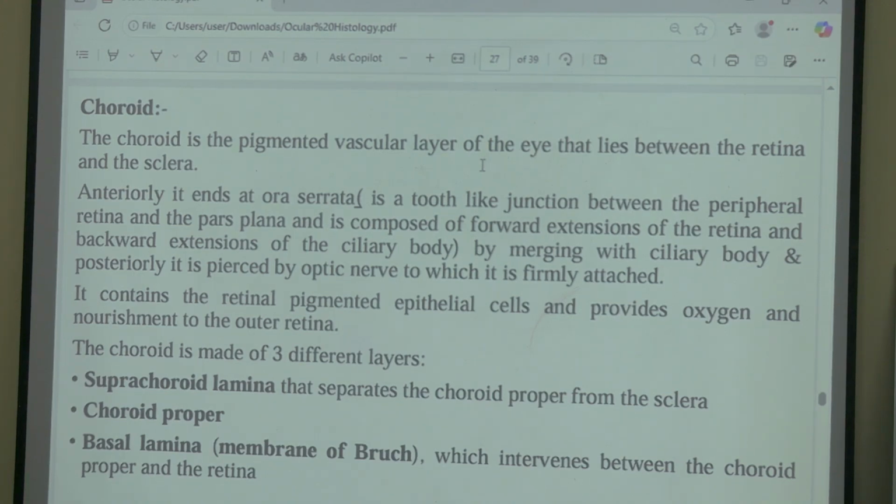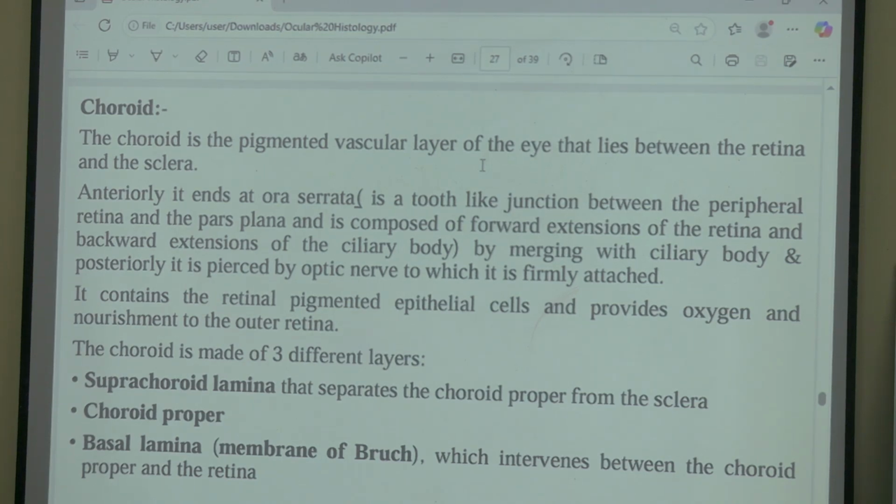Now, next, what is present in the choroid? 3 layers are there in the choroid. What are those 3 layers? Suprachoroid lamina first, then the choroid proper, and then the basal lamina, also called Bruch's membrane. As I said, in the structure of the eyeball there is nothing but layers. You won't believe it, when you study Bruch's membrane, it also has 5 layers.